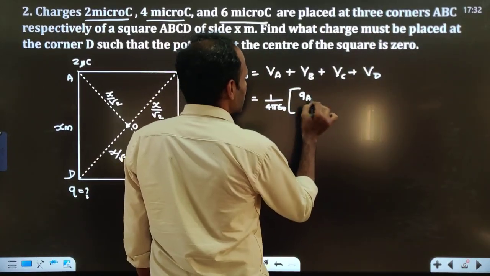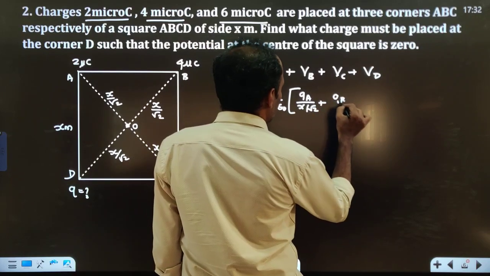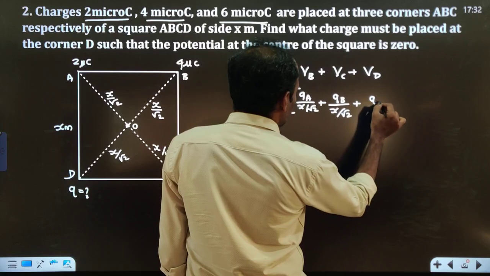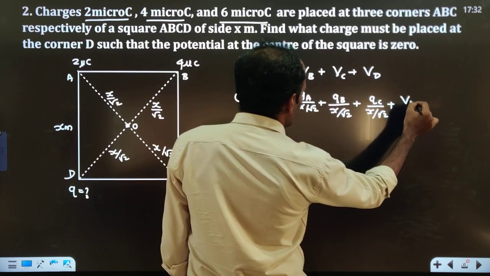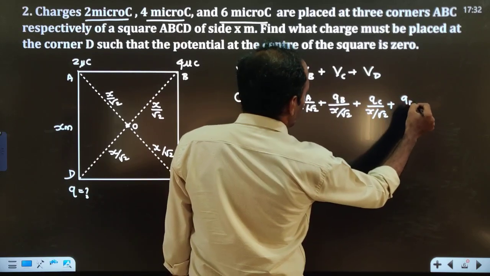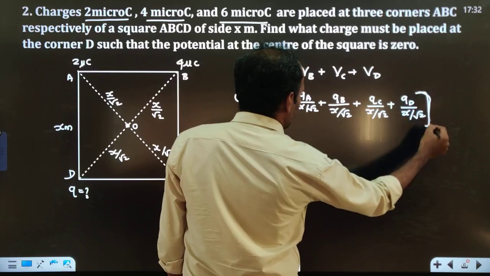Charge at point A divided by x by root 2, plus charge at point B divided by x by root 2, plus charge at point C divided by x by root 2, plus charge at point D divided by x by root 2. Correct? So this much we will get.